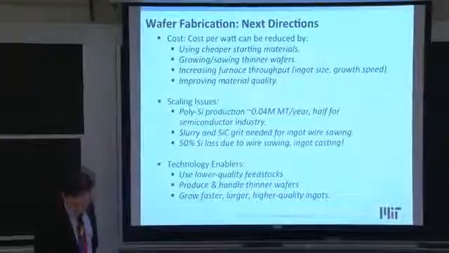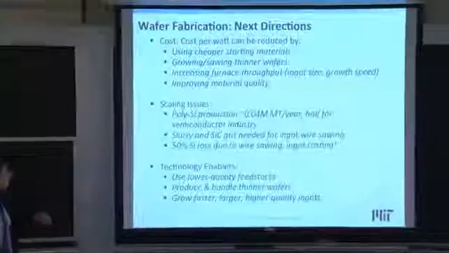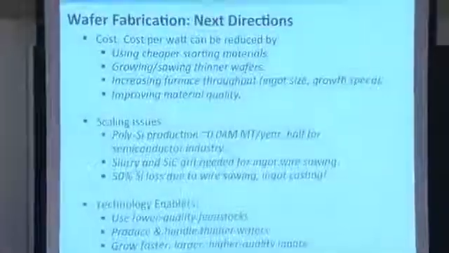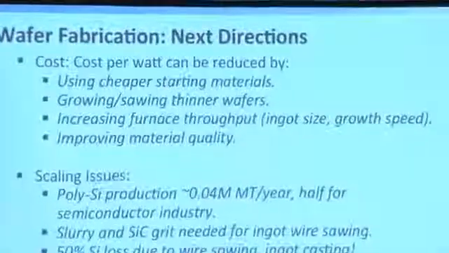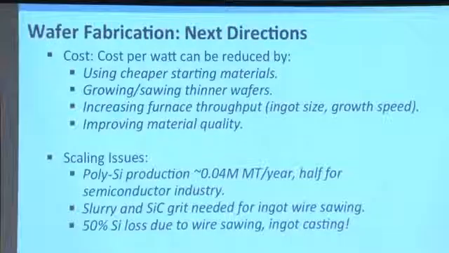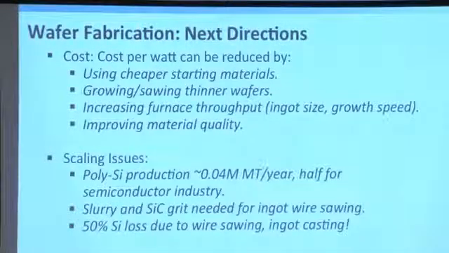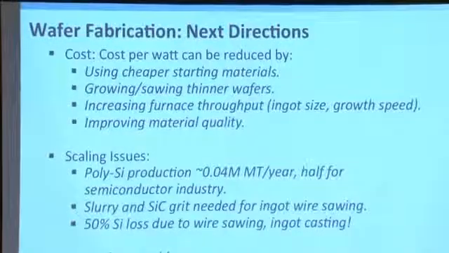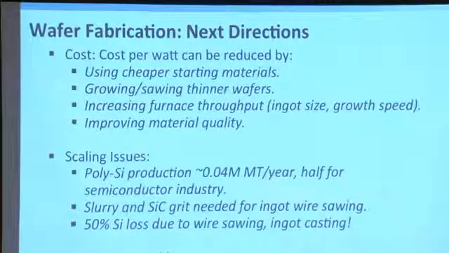Where do I personally see this field going? These are some notes. So in terms of cost, the cost per watt peak can be reduced by using cheaper starting materials. That means instead of using this expensive Siemens poly, perhaps an upgraded metallurgical silicon process. Growing or sawing thinner wafers, growing, for example, in a ribbon technique, sawing, maybe making the saws themselves thinner but more robust so that they don't snap as they're pulling through the material at about 5 meters per second in that slurry with the silicon carbide or diamond grit. Very challenging engineering as well.